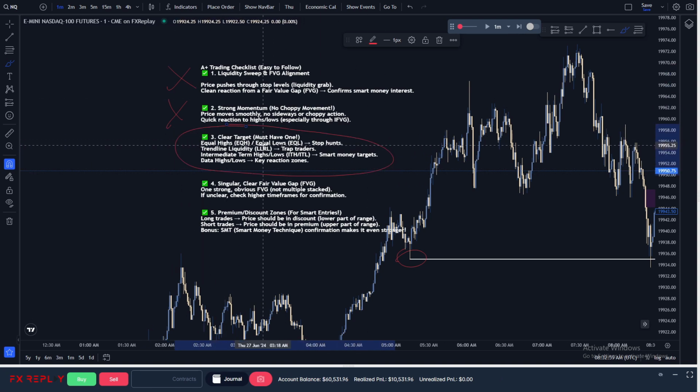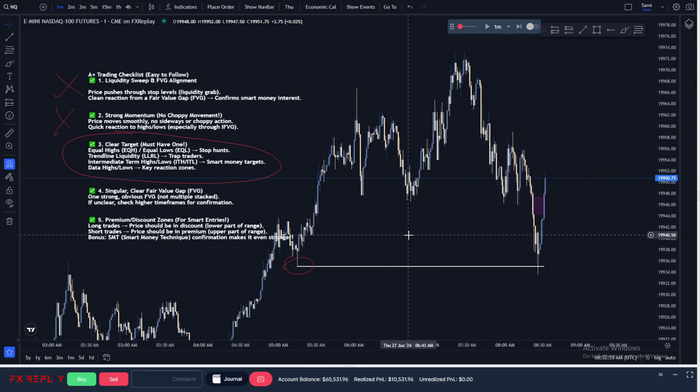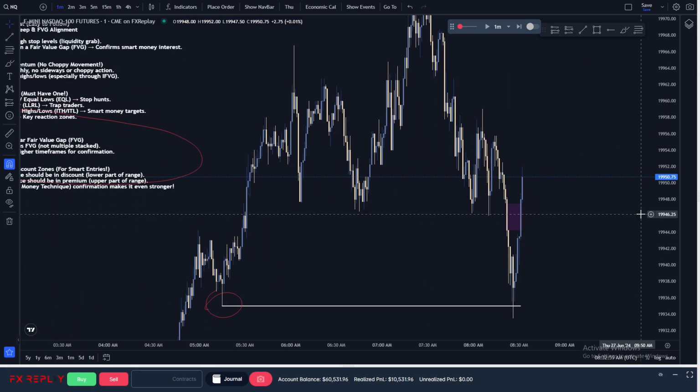So these are like equal highs, equal lows, trendline liquidity, intermediate term lows, intermediate term highs, and data highs or data lows. So every trade needs a target. The best setups are hunting liquidity. So we look for one of these 5, equal highs like I mentioned before. These are areas where market does want to move with extreme force. So it's basically, think about it like a magnet to the market.